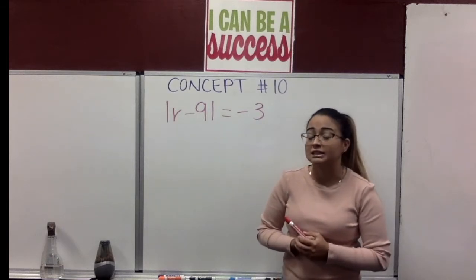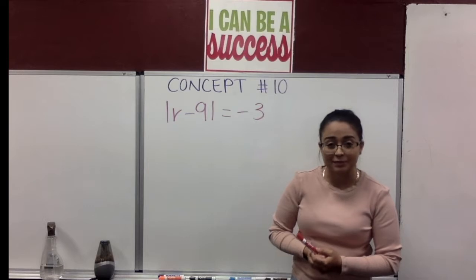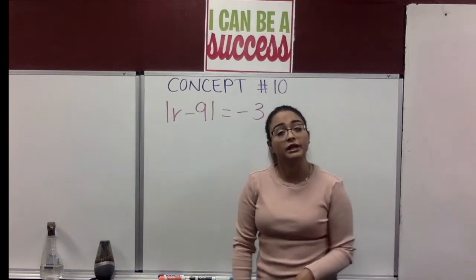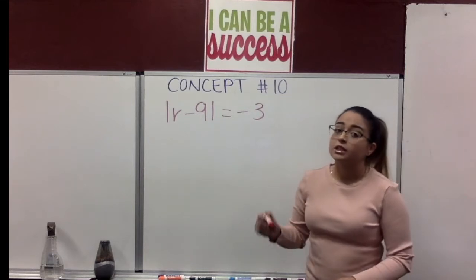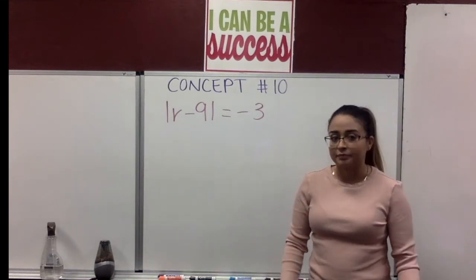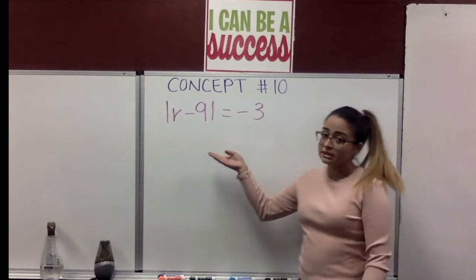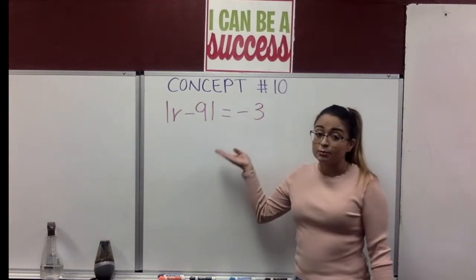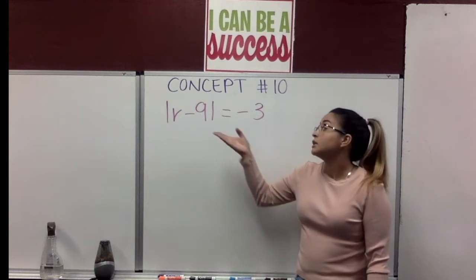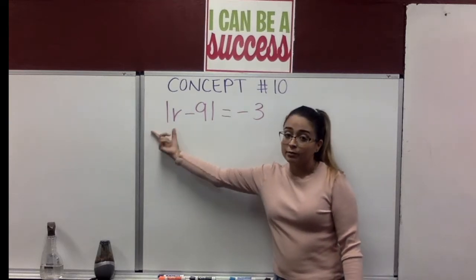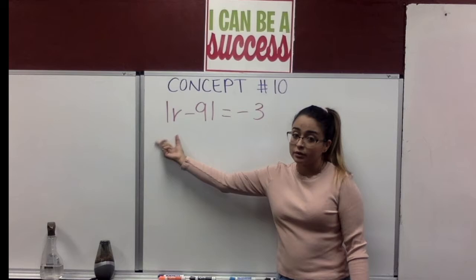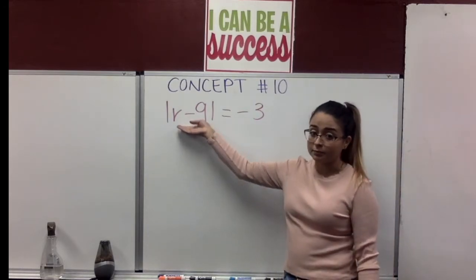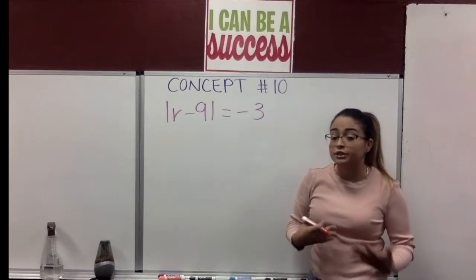Today we are continuing with concept number 10. This was introduced to us yesterday in Algebra 1. So today we're going to learn a different step to it. Okay? This looks a little bit different but similar in a way. In this problem or equation, instead of just having our variable be in the absolute value, we're finding the absolute value for this whole problem. How are we going to do this?